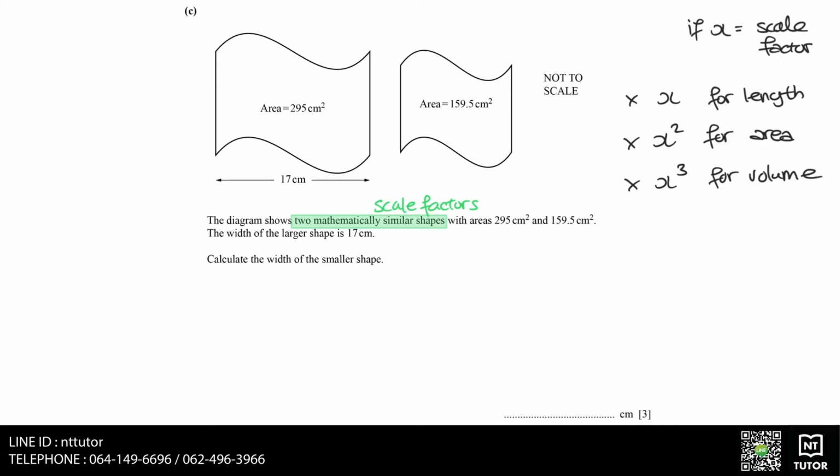The question gives us the areas of the two shapes. This means that we can use the area to find the scale factor x. Because if they are similar, this means that 295 centimeters squared multiplied by x squared should give 195.5 centimeters squared. And we can use this to solve for x.